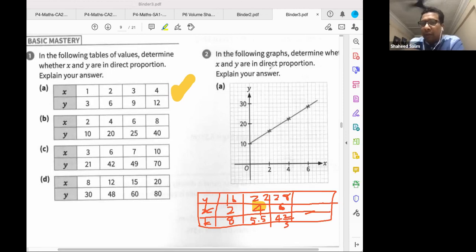So later, after this, in the next question, you have to give two possible reasons. You calculate the K and you tell me whether it passes through the point of origin. Here we go.